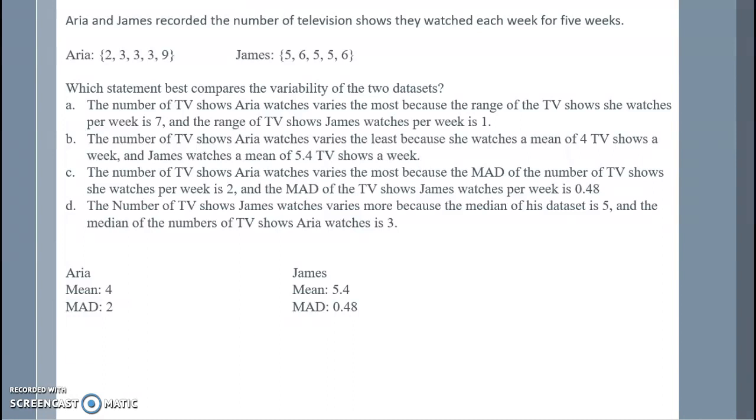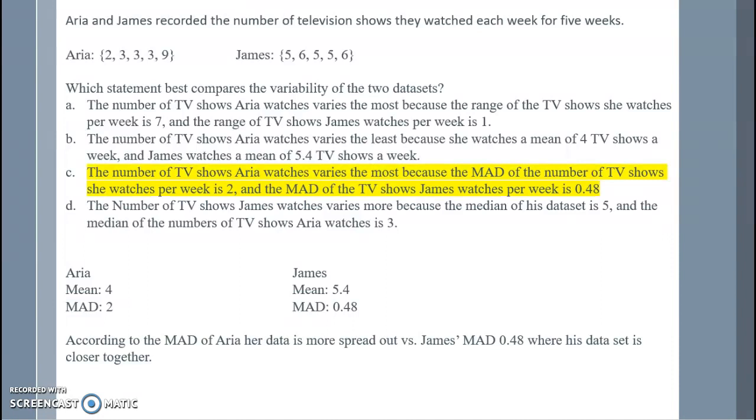We cannot look at letter A because the range does not tell us the variability of our data, how much our data varies. Similarly, the mean somewhat shows us, however, the mean absolute deviation is what we're really looking for because this tells us how spread out our data is. So Aria's is very much more spread out than James's. James's data is more close together to the average.